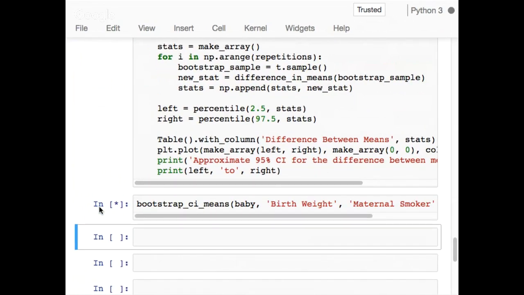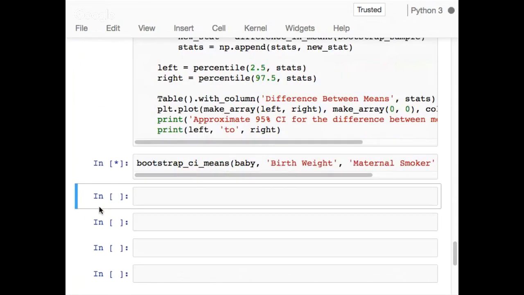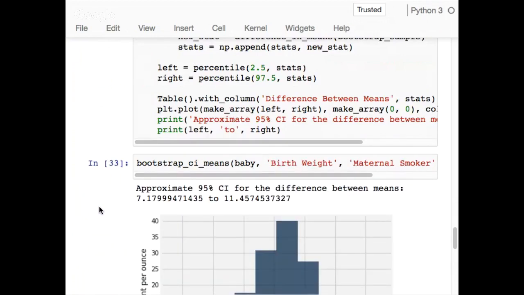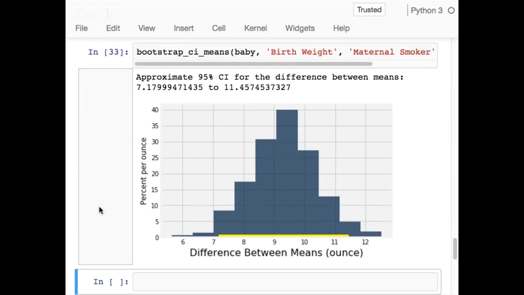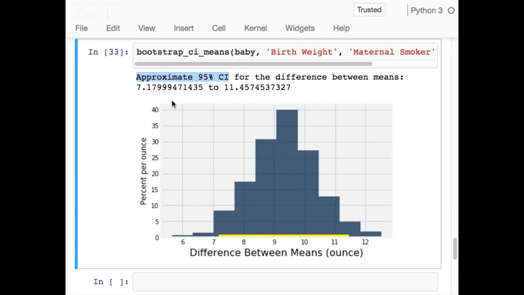And here we go. So what this is doing is taking our sample and constructing a bootstrap confidence interval as we did yesterday. So we take our sample, we resample, and find a difference between means. That's one trial. Resample again, difference between means, another trial. We plot all those means on this histogram here. And we can see that we've computed our confidence interval of about 7 ounces to 11 ounces.